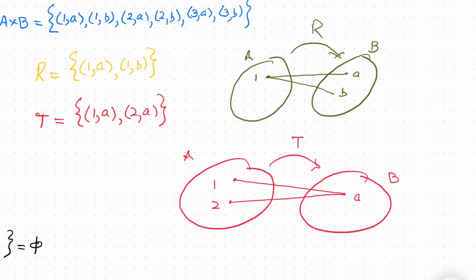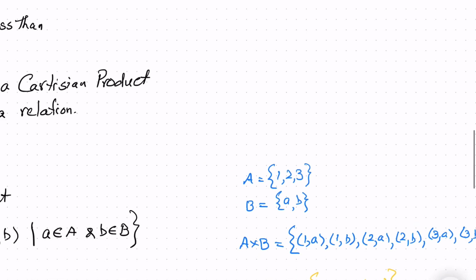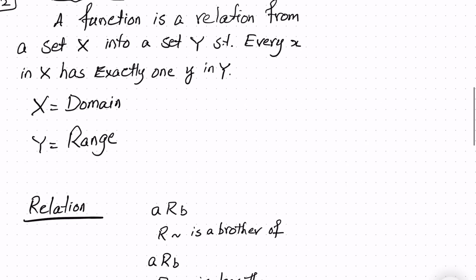So we have two relations. Now the question is, let's go back to our definition, the function. So we learned that a function is a relation. It means that a relation does become a function if a condition is fulfilled. So let's go back. What was the condition for a function?